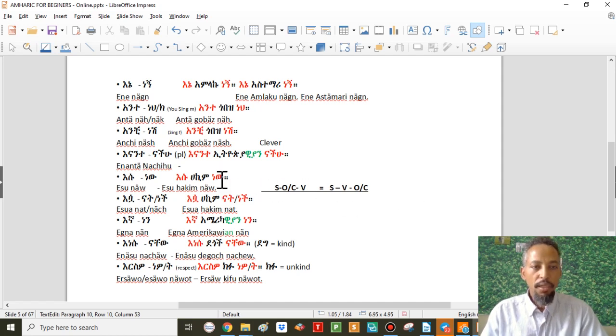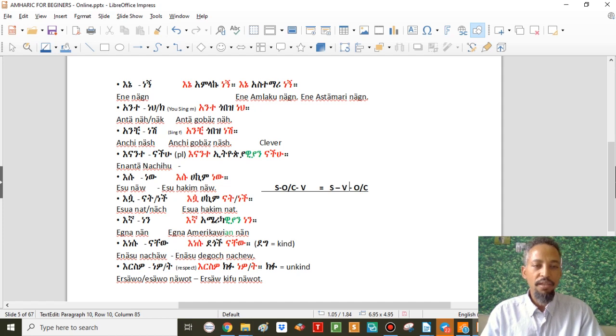So here I'm giving you some example sentences with each pronoun, and this thing here you see is key to Amharic grammar. In Amharic, the sentence structure is subject, object or complement, and verb. So every sentence in Amharic ends with a verb. The verbs come in final position in Amharic sentences. But in English, it's the reverse. English is subject, verb, object or complement.